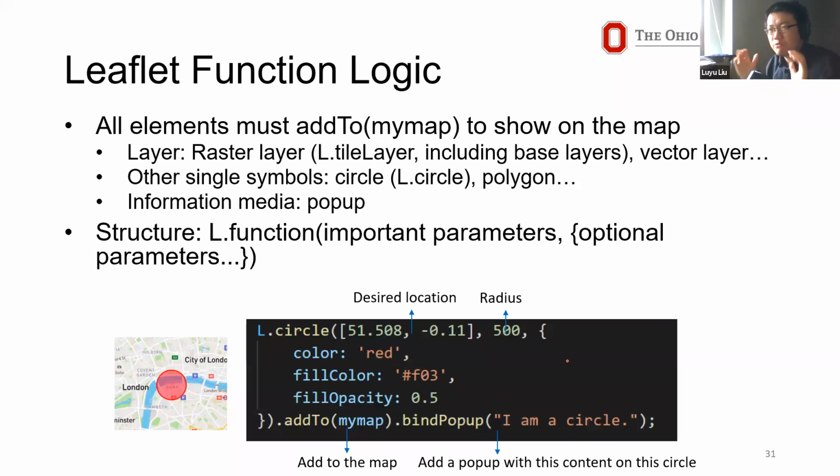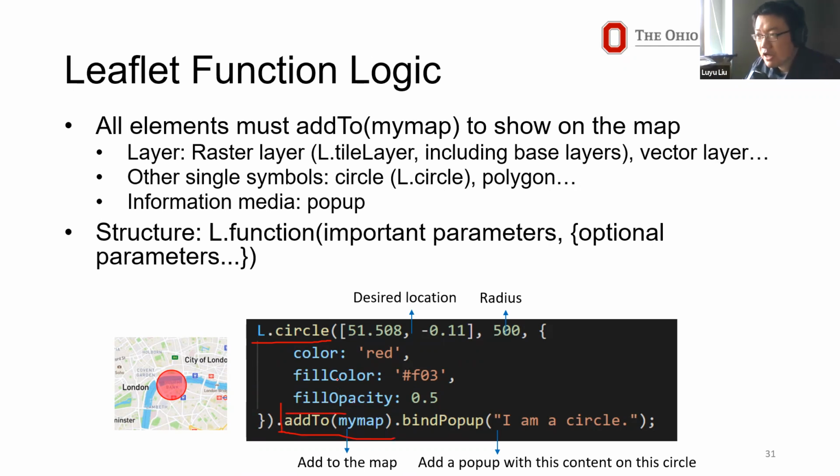So I would talk generally about how Leaflet function is formalized, because I think it is very important. For all elements, after creation, of course, we use, for example, L.circle, right? These functions are the functions to create these elements. After creation, they must be added to myMap to show on the map, because even if we created them, they're still living in limbo, right? You can imagine it as living in limbo. But if you want to see it on your map, you need to manually and specifically add it to myMap so that you can see it, right?